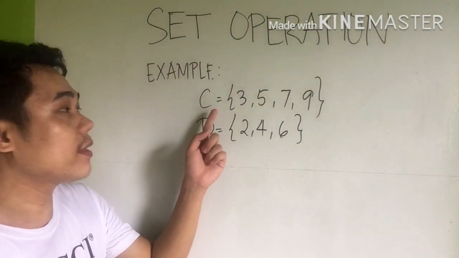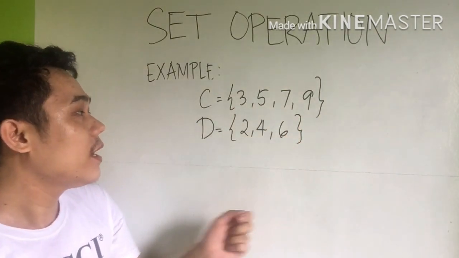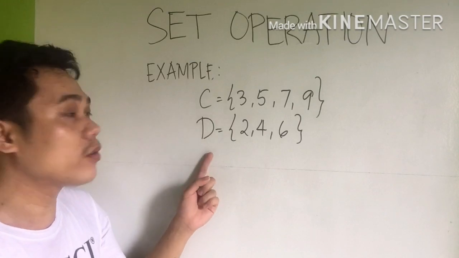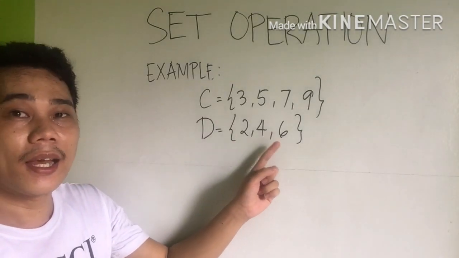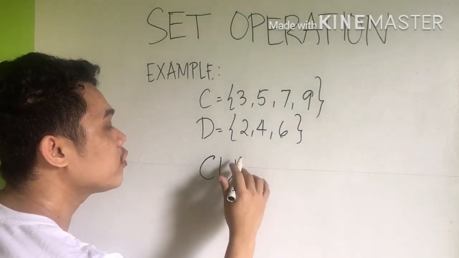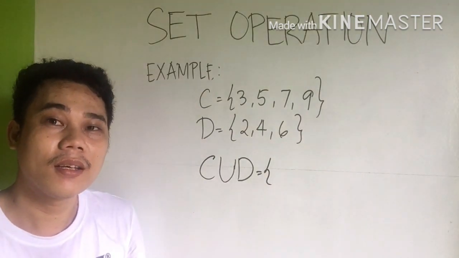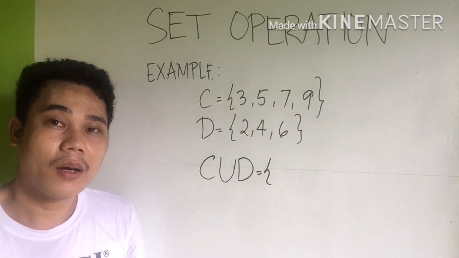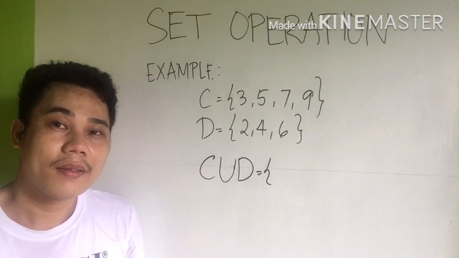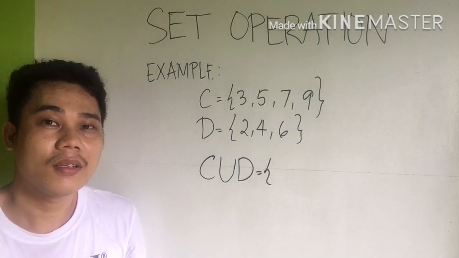Suppose meron kang set C, nag-contain siya ng 3, 5, 7, and 9. And then, meron kang set D, nag-contain siya ng 2, 4, and 6. Find C union D. Okay? Subukan nyo lang sagutin. I'll give you some time to answer this one. So, ano kaya ang sagot nito?